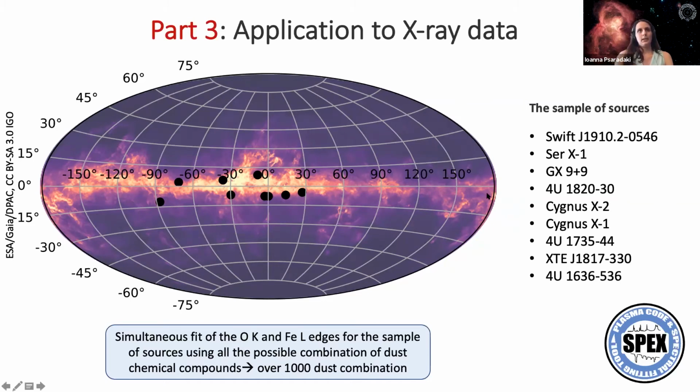So we study all those sources, and for the X-ray spectrum of all of them, we fit all the different dust combinations that we can have. So we have more than 1,000 fit combinations, and we select what fits better in our spectrum, and we can understand the chemistry of interstellar dust.